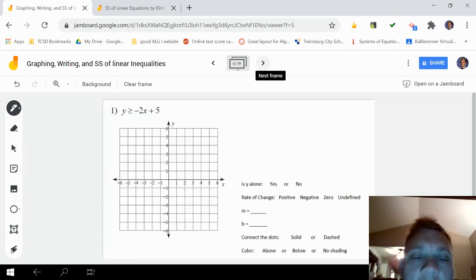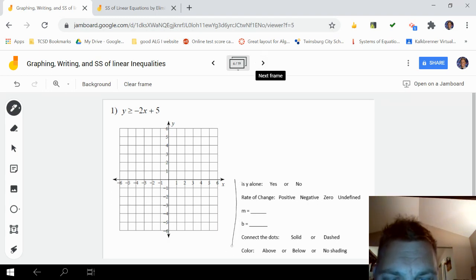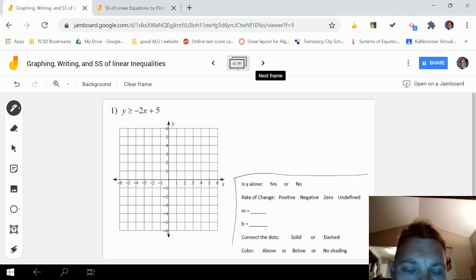Now what we're going to do is focus our attention on graphing. So the very first thing, I put these steps here on the bottom right to help us out, make it move a little bit quicker. Is y alone? Yes or no? Does it say y and then your inequality sign? Yes, it does. Rate of change, is it positive, negative, 0, or undefined?